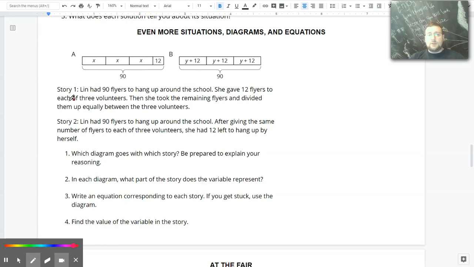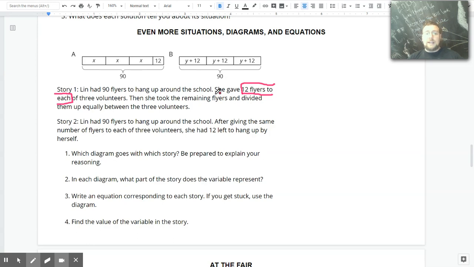So the first thing you want to do is read the actual stories. Lynn had 90 flyers to hang up in the school, and she gave 12 flyers to each of the volunteers, and then took the remaining flyers and divided them equally between the 3 volunteers. So the fact that they have a number here, 12 flyers, attached to the word each, makes me think that I have a solution for this already. Usually that's when you end up with the parentheses with boxes with numbers added to it. So I know what I'm looking for, but I'm going to read the other one just to make sure.